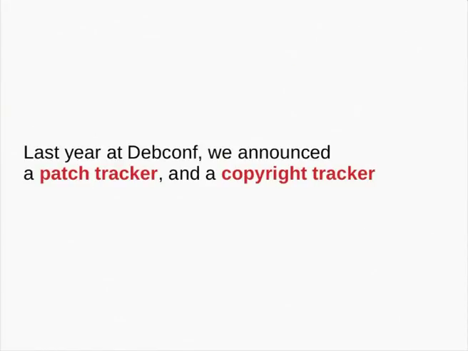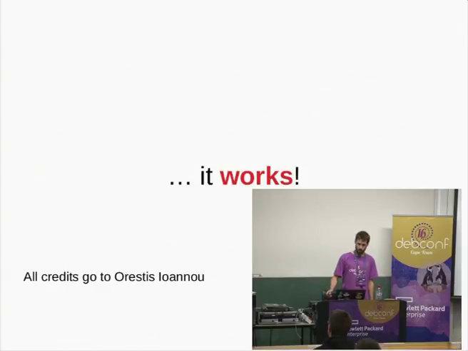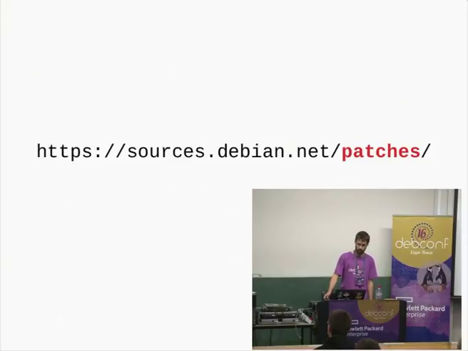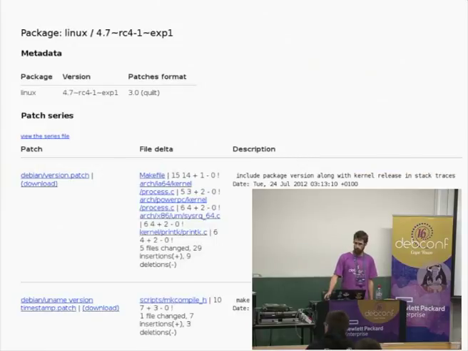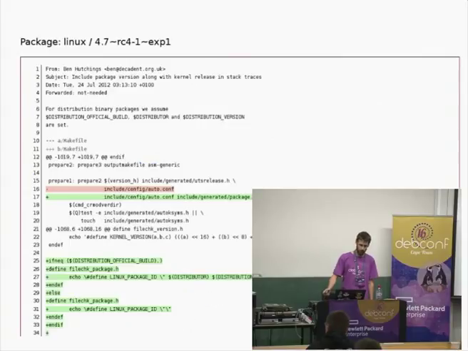So last year at Debconf, we were developing a patch tracker and a copyright tracker. Well, now everything works fine, thanks to our previous GSOC student, Orestis. I will present this. You can try it out, sources.debian.net/patches. It replaces the old patch tracker that disappeared. So it looks like this. For any package, you can browse the patches that are applied. You can see all the difference on which files they are applied. And you can browse the patch, syntax colorized too.